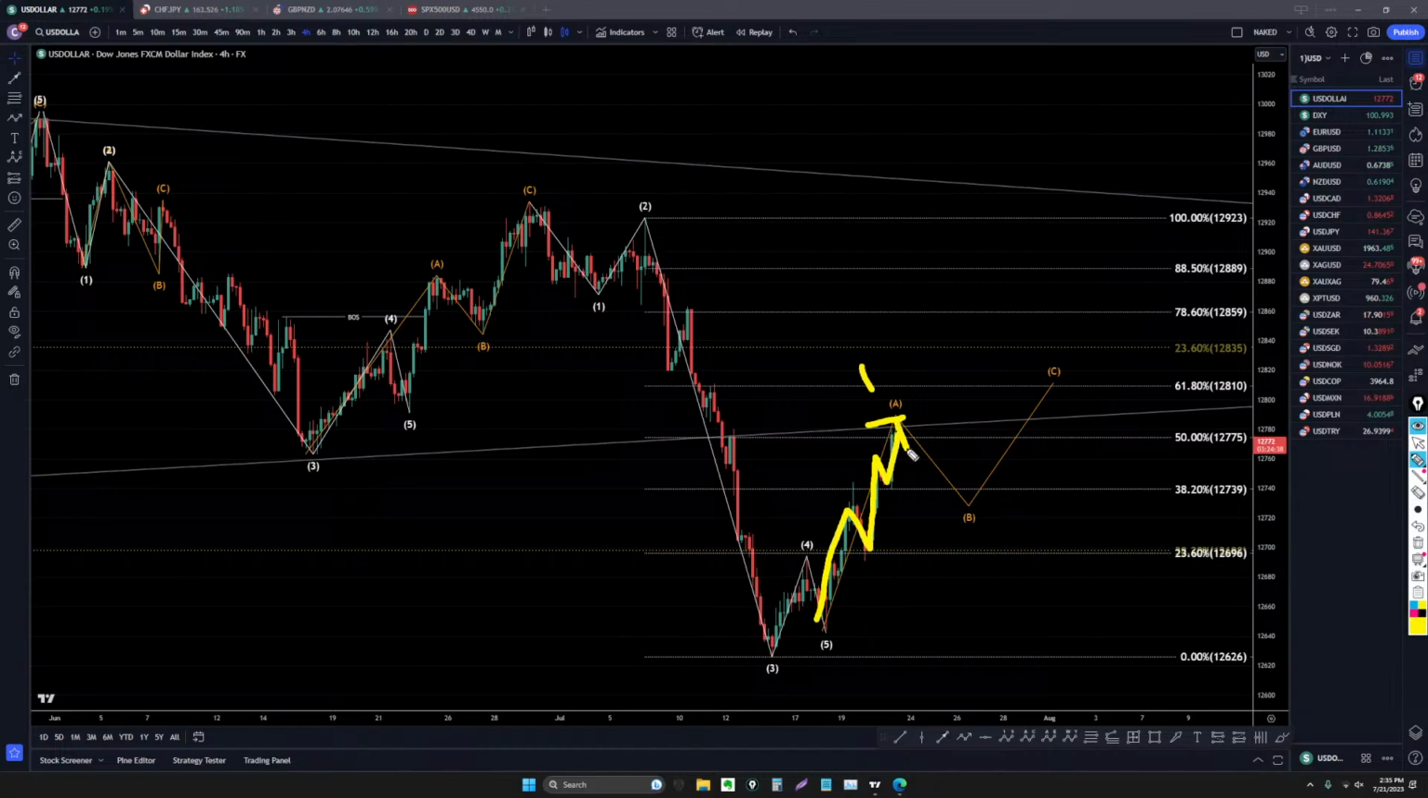I still believe that this is more likely now to go down to make a B, probably back up to make a C, and I think that by the time FOMC comes out next week, we're going to end the correction and probably end up continuing the downtrend.